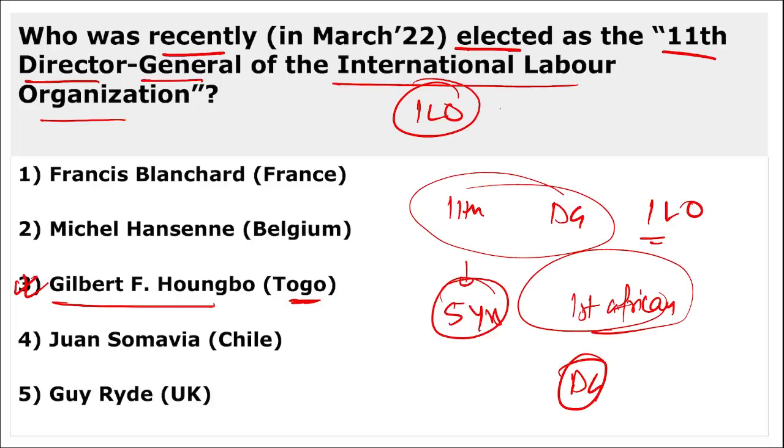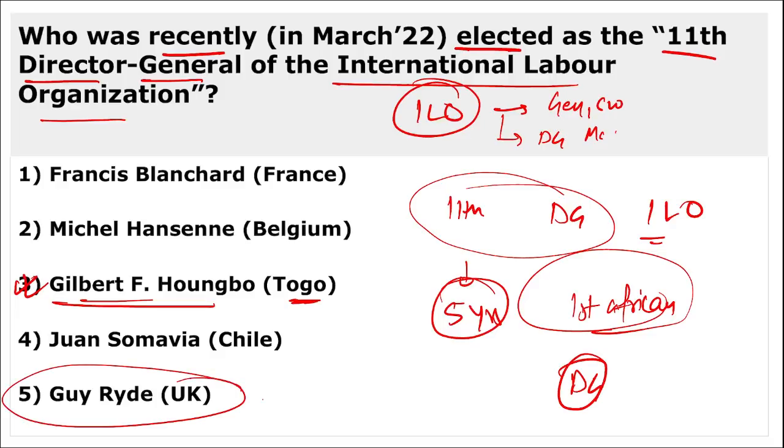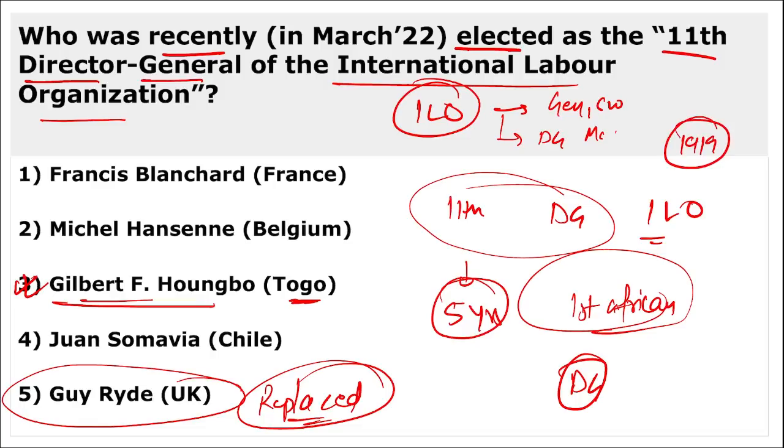If we are talking about ILO, the headquarters of ILO is in Geneva, Switzerland. Director General till March 2022, Gilbert Hongbo will be replacing whom in the post of DG? He will be replacing Guy Ryder of UK. When was the International Labour Organization founded? In 1919. And how many members are there? 187 members.